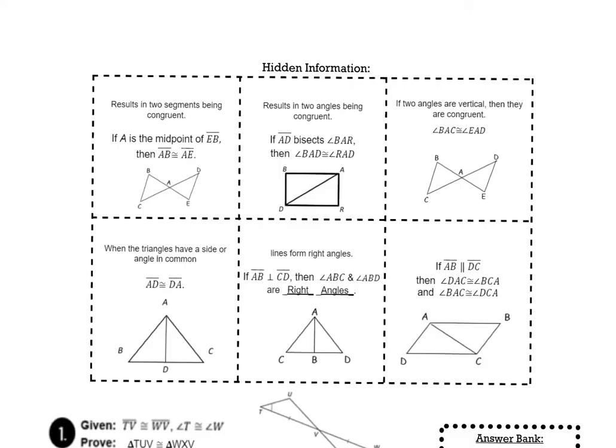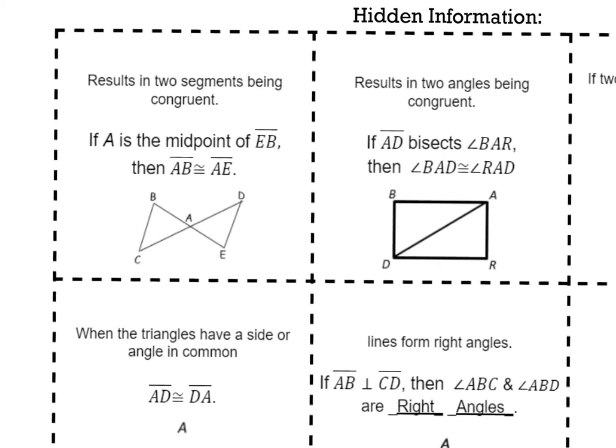All right, flipping over to the backside. Right here at the top of the back page, we just have some hidden information. I'm going to read them, and then I'm going to tell you what they are, all right? So blank results in two segments being congruent. If A is the midpoint of EB, then AB is congruent to AE. And what that's saying, y'all, is we are talking about a midpoint here, all right? That's the key word right here, midpoint. And it says that if A is a midpoint, then EB is going to be congruent to AB.